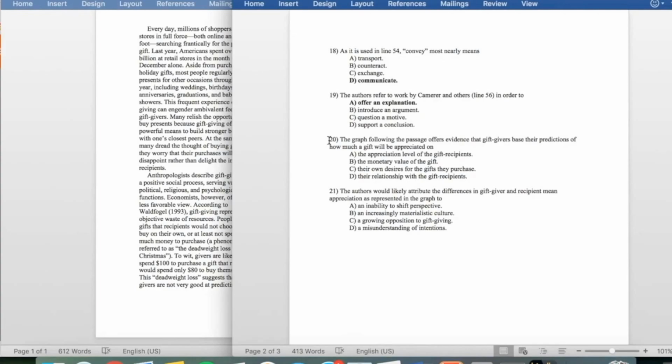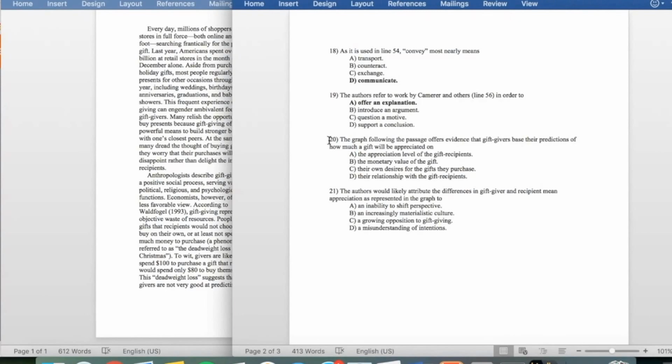All right, question 20 is asking about a graph that I don't have here, so look at it in your books, but the graph essentially is showing both givers and receivers of gifts, and the x-axis shows how expensive the gift was, and the y-axis shows either perceived or real appreciation of the gift. In the givers section, you'll note that the less expensive gift is deemed to be appreciated much, much less than the more expensive gift, even if that's not reality.